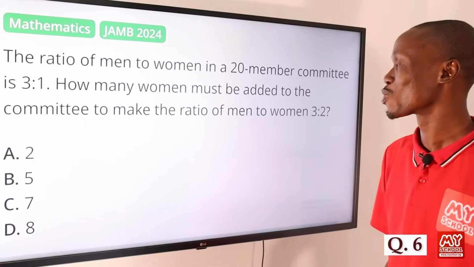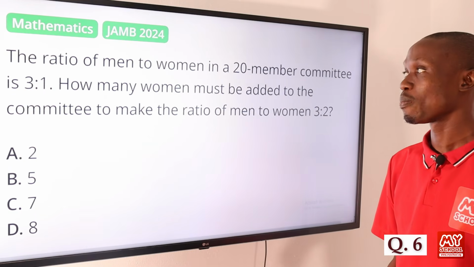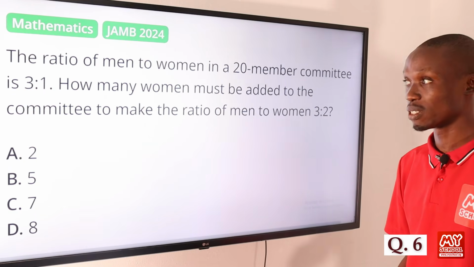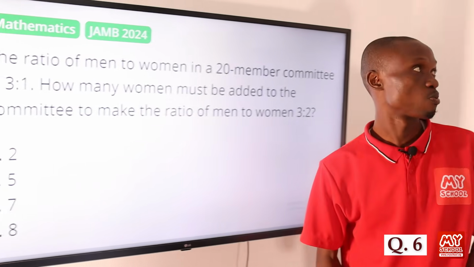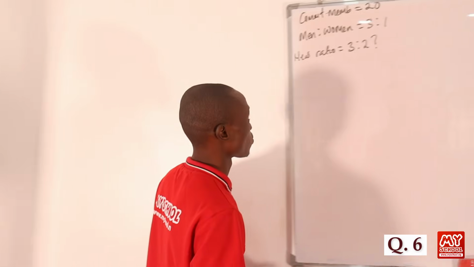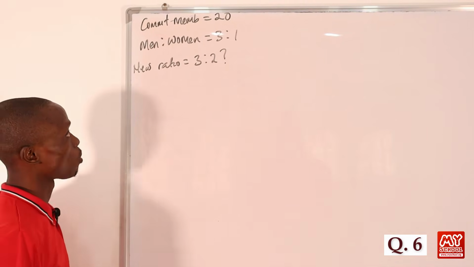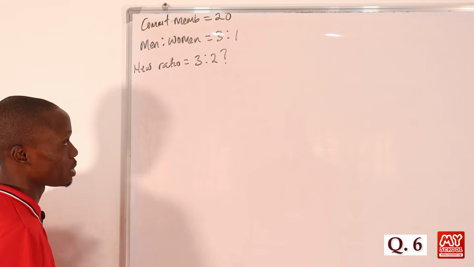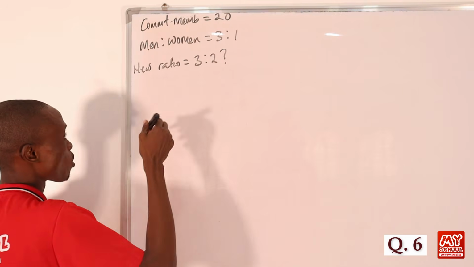Question 6. The ratio of men to women in a 20-member committee is 3:1. How many women must be added to the committee to make the ratio of men to women 3:2? So let's move over to the board to provide answer to this question. So we are told that we have a 20-member committee and the ratio of men to women in the committee is 3:1. So let's find the actual number of men.